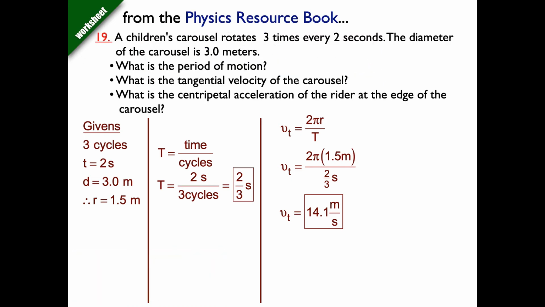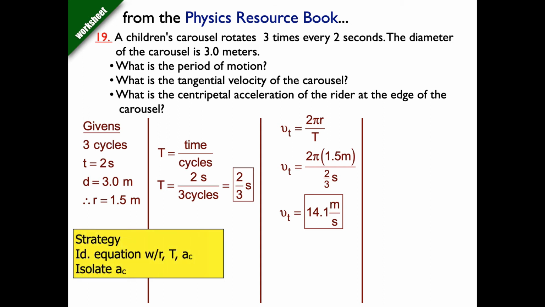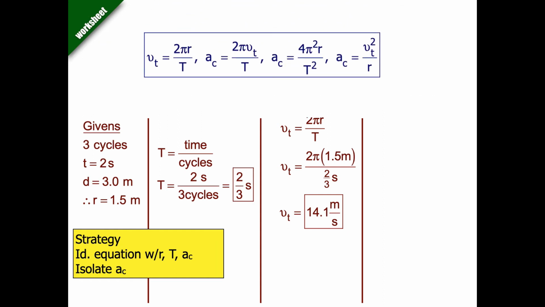What is the centripetal acceleration of the rider at the edge of the carousel? So at the edge of the carousel, my strategy is going to be kind of the same. I'm going to identify which one of my equations is going to have my three variables. I'm going to go back to my original givens, the radius and the period. I could use the tangential velocity if I kept all the decimals, but I'm not going to in case I made a calculation mistake. It's already scary enough that I'm using the period of motion that I calculated. I'm pretty confident in that one. And AC is my unknown. So those are my three variables I'm going to look for.